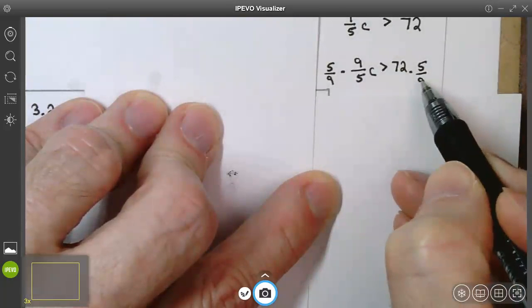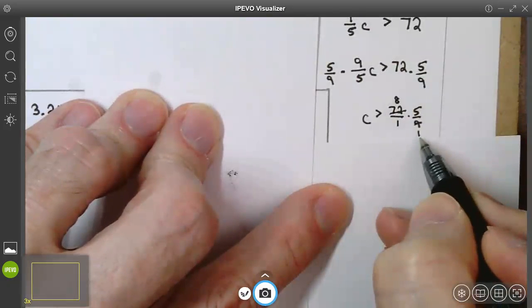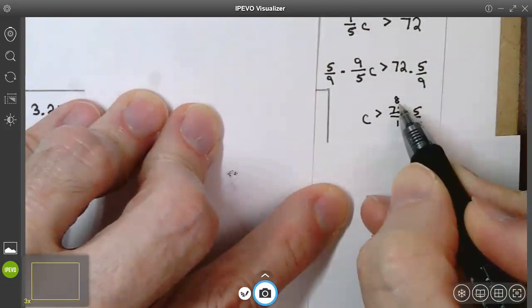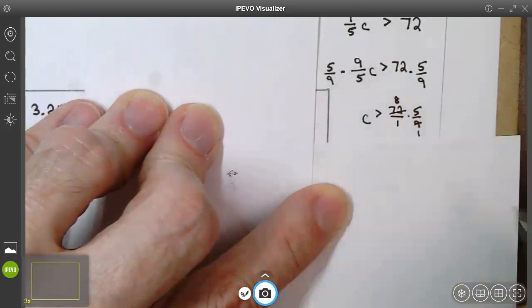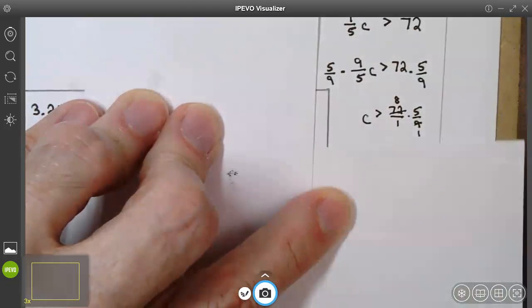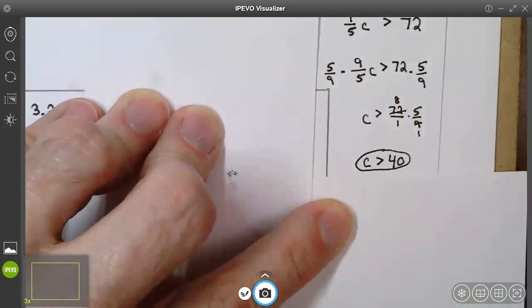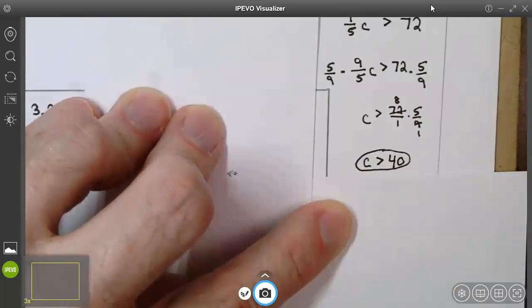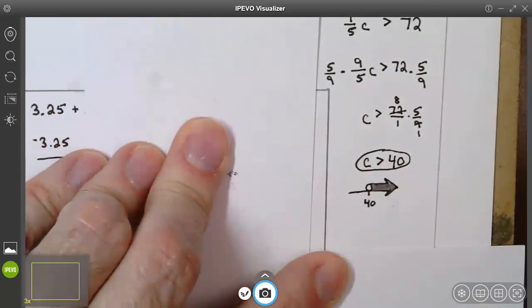72 over 9 simplifies to 8 over 1. 9 goes in 72 8 times. 9 goes in 9 one time. On the left side, they cancel out. That's why I did it. They're reciprocals. And on the right side, I have 8 times 5, which is 40. So the answer is the Celsius temperature has to be greater than 40 degrees if the Fahrenheit temperature is greater than 104 degrees. And our graph would be open circle to the right over the 40.